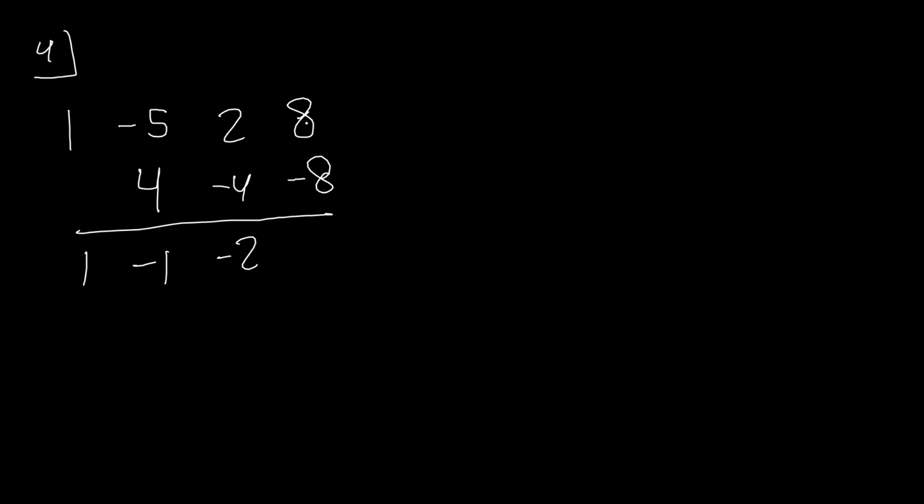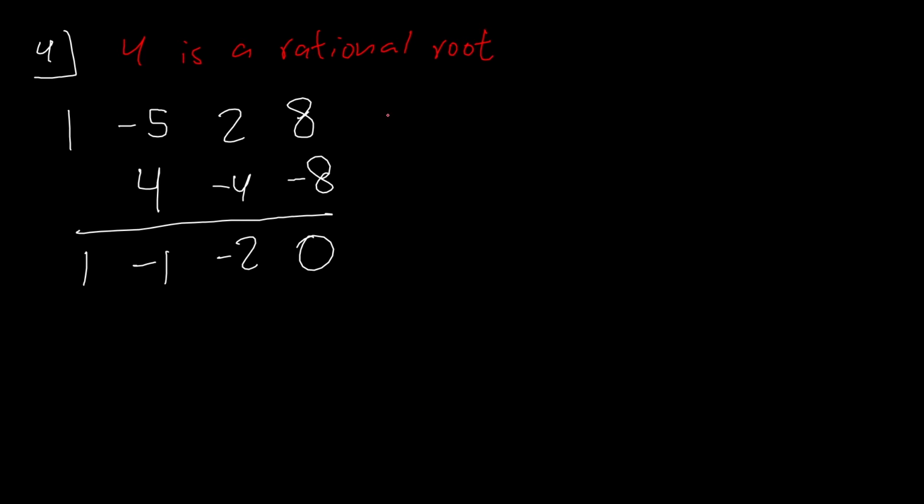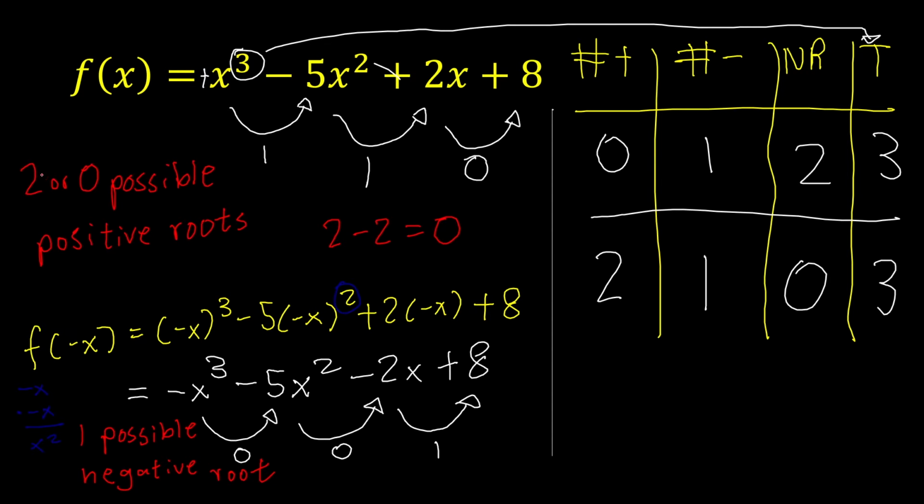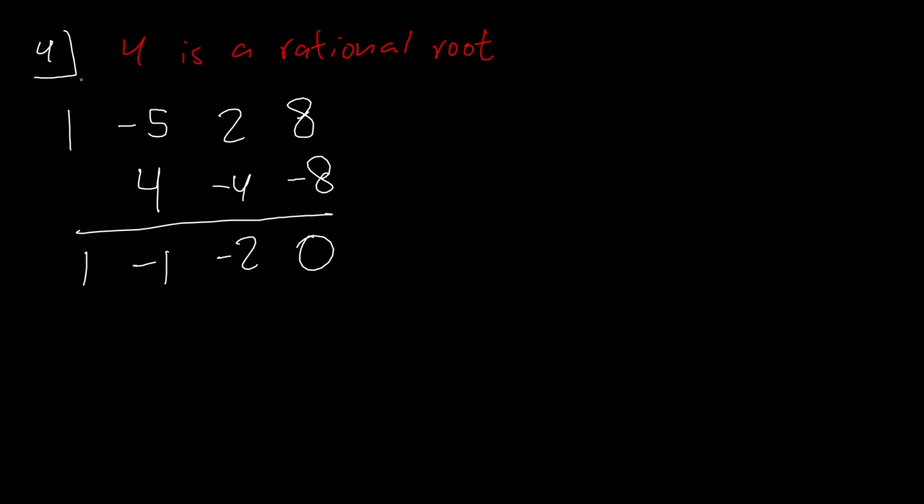As you can see here, 8 minus 8 is equal to 0. We can say that 4 is a rational root of this polynomial function. And you might be thinking to yourself that you should solve for 8, maybe it's a rational root. But remember that in here, there are 2 possible positive roots. So we don't have to solve for another positive root because we already have 2 and 4.